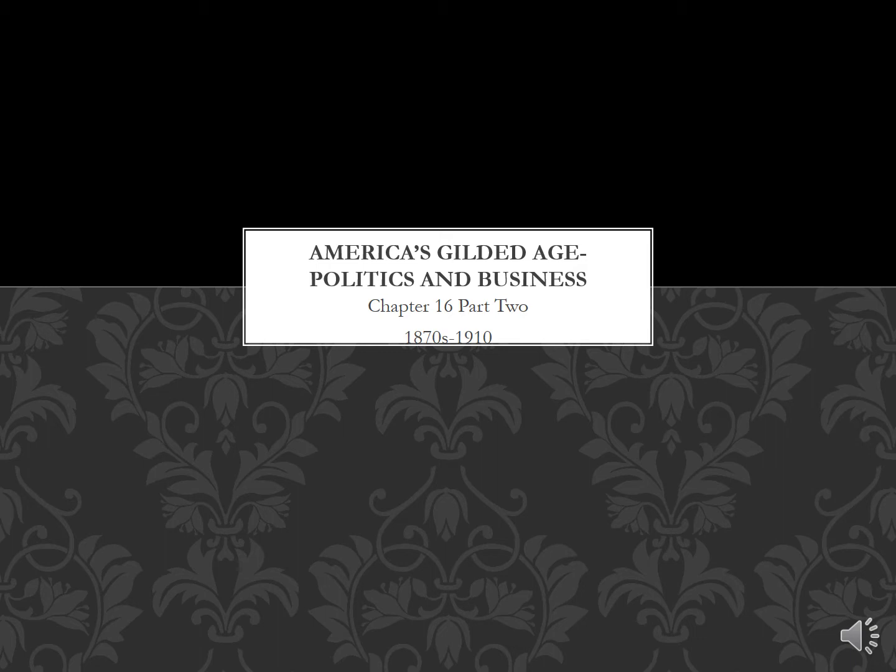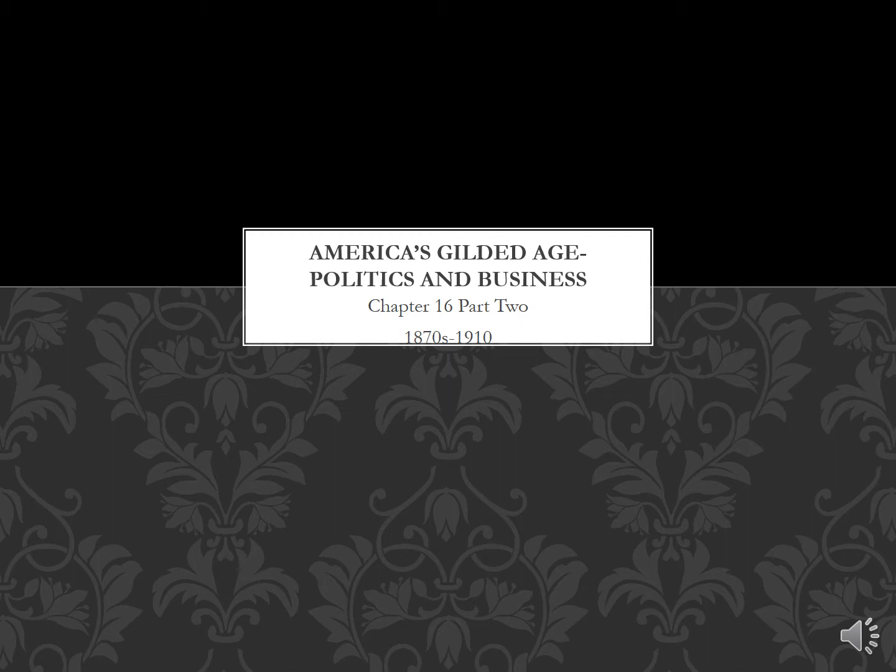Just as a reminder, we were talking about chapter 16, part 1, about westward expansion. This lecture is going to get into more of what we traditionally think of when we think of the Gilded Age: the politics and business of the time period, the big robber barons, the Andrew Carnegies, the John Rockefellers, right? Sort of the traditional Gilded Age period.